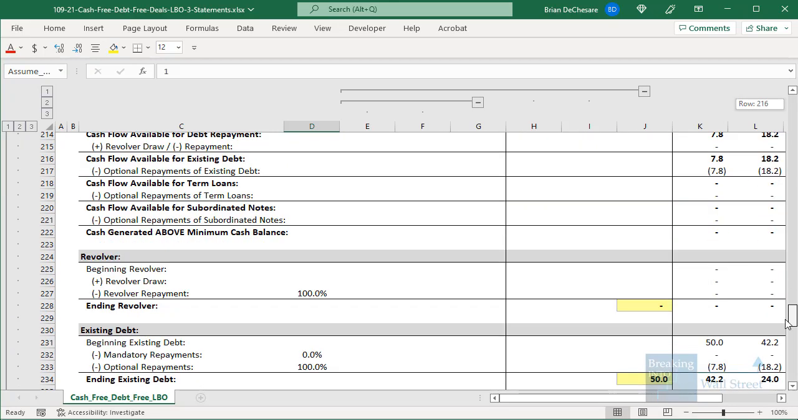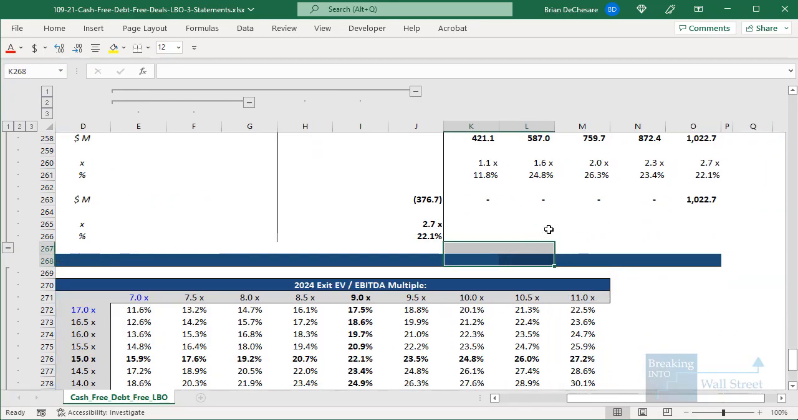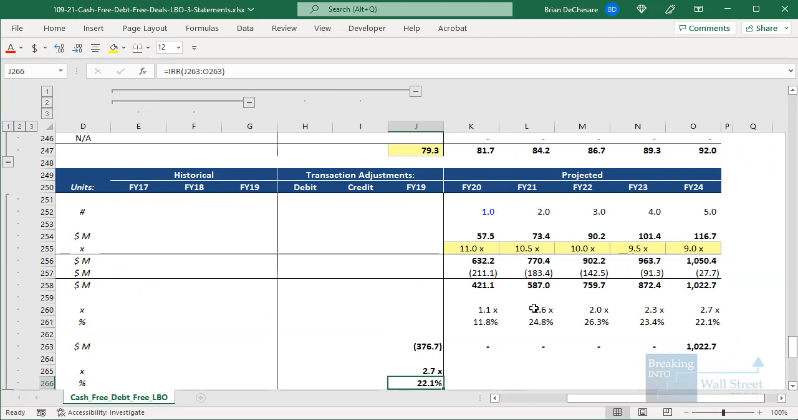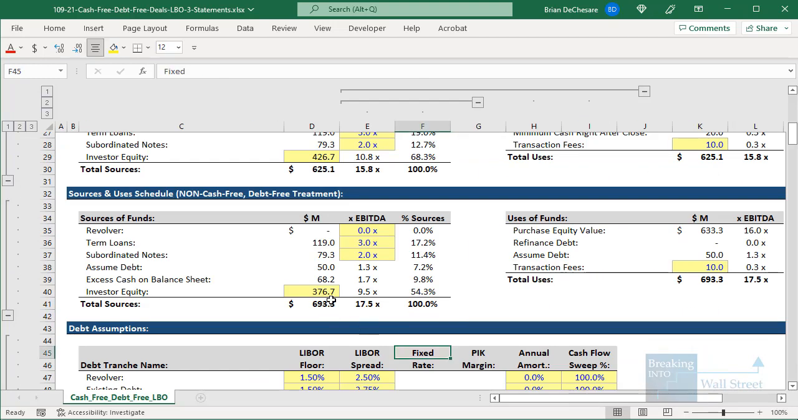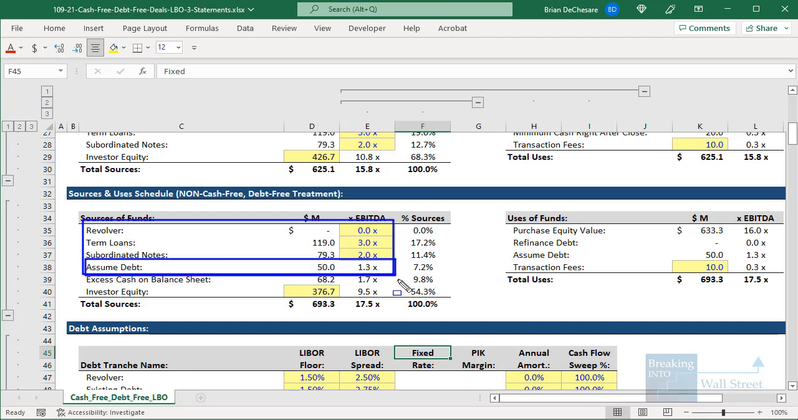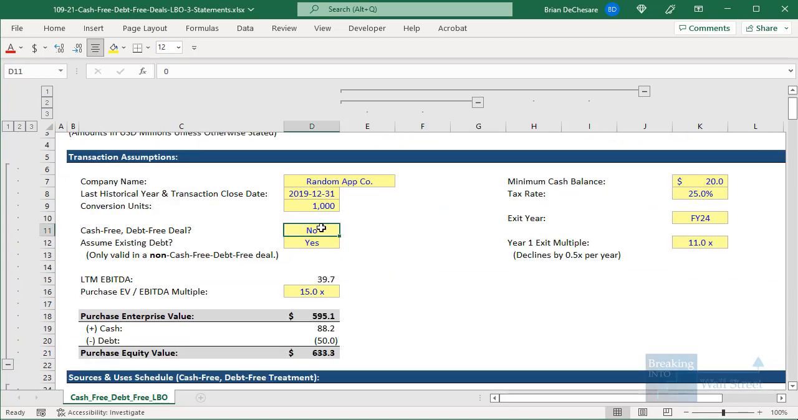So if I set this to yes, in this case, the IRR actually does change. And this case is different because here we're using the same amount of new debt, but when we have assumed debt, effectively we end up using more debt to fund the leveraged buyout. So the only way that we can actually make the results here different isn't really by changing it from a cash-free, debt-free deal to a non-cash-free, debt-free deal. It's actually by assuming the debt versus repaying and replacing the entire debt balance instead. For now, I'm going to change these back.